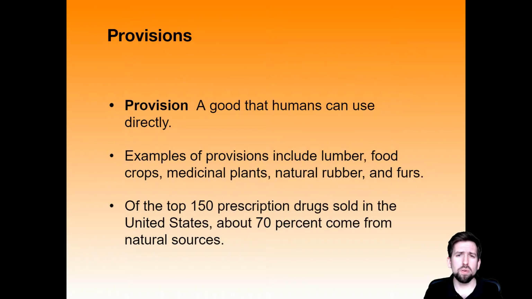So for provisions, what are provisions? Well, they are a good that humans can use directly. So going back to that forest being used for paper, right? This is that lumber. You can also get food, crops, medicinal plants, natural rubbers, anything that we are using to achieve that goal for that instrumental value. This would be that provision. So of the top 150 prescription drugs sold in the United States, about 70% come from natural sources.